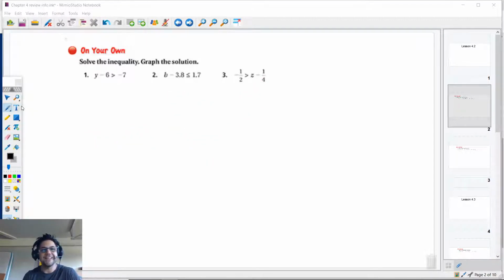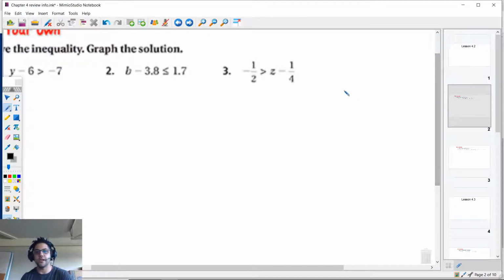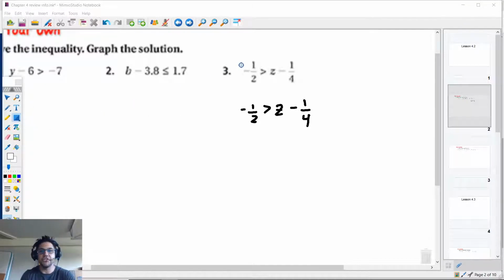I'm going to suggest that I don't like this format here. Let me see if I can zoom in. It's not the clearest quality. So I'm going to rewrite it as if you would see it a little bit better. So let's see, it says -1/2 is greater than z, and I'm going to make it z with a line so it doesn't look like my 2. Subtract 1/4.